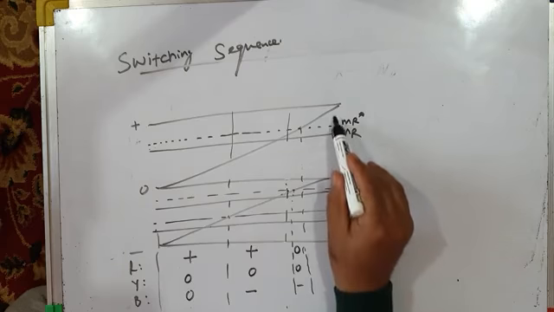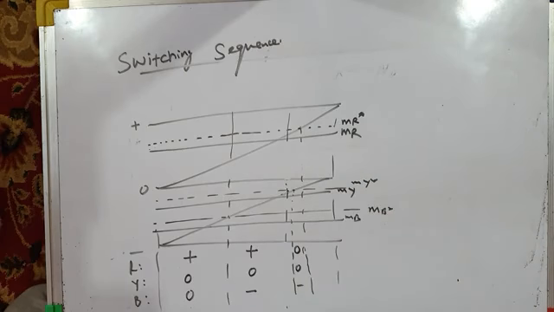And finally, this last one is again 0 minus minus. So this is your switching sequence. Okay, so we can quickly go to the bus clamping PWM technique.